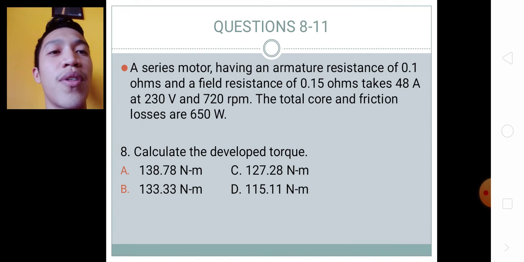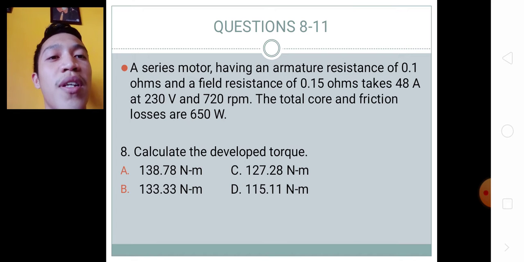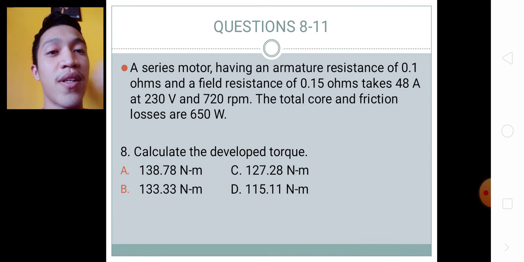A series motor having an armature resistance of 0.1 ohms and a field resistance of 0.15 ohms takes 48 amperes at 230 volts and 720 RPM. The total core and friction losses are 650 watts. Now, calculate the developed torque.